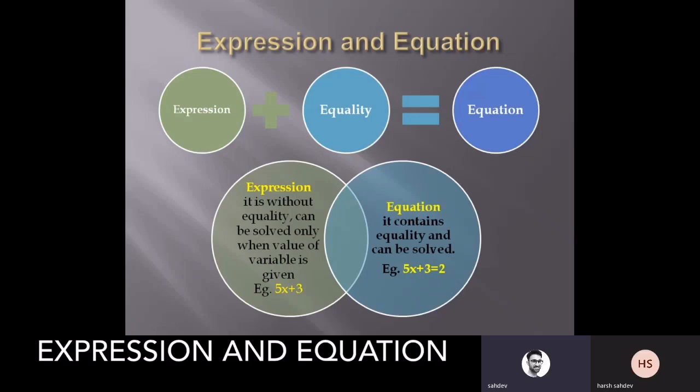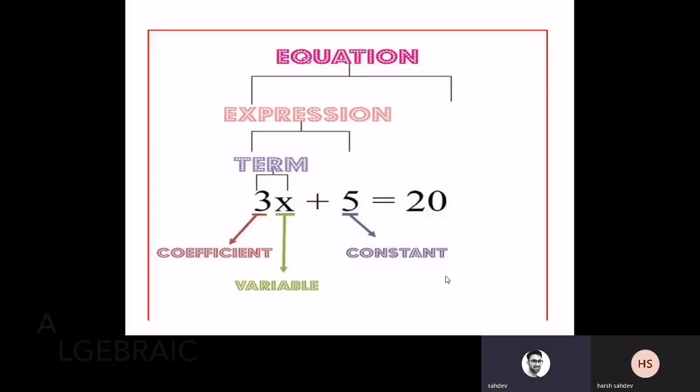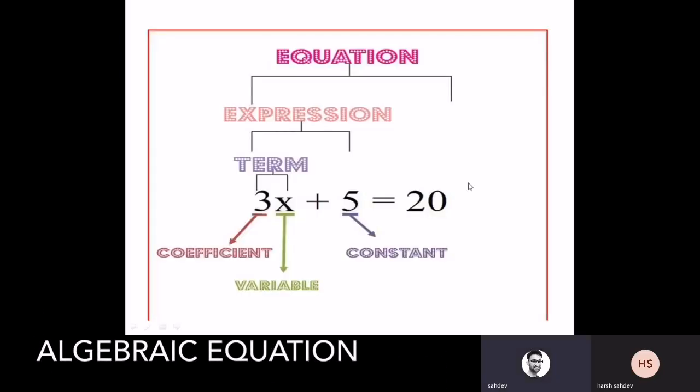An equation, on the other hand, is with an equality sign and it can be solved. It can be solved even if the value of the variable is not given. We can find out the value of the variable. Here it is 5x plus 3 equals 2. You can clearly see there is an equality sign, this equals to, and this is the expression 5x plus 3. Adding an equality sign to it makes it an equation.